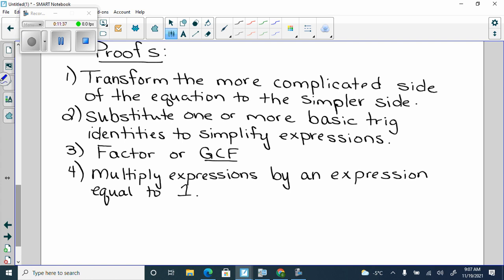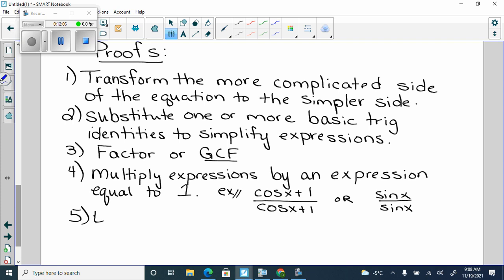So an example could be multiplying by cos x plus 1 over cos x plus 1, which will make sense a little bit. Or we could multiply by sine x over sine x, making common denominators, right? But you're not changing the expression because that is actually just 1. That's why you have to do it to the top and the bottom, because that means you're multiplying by 1, which doesn't change a number or an expression. And then 5, express all trig ratios in sine and cosine.